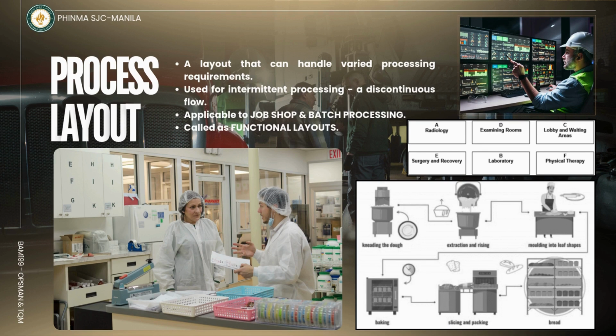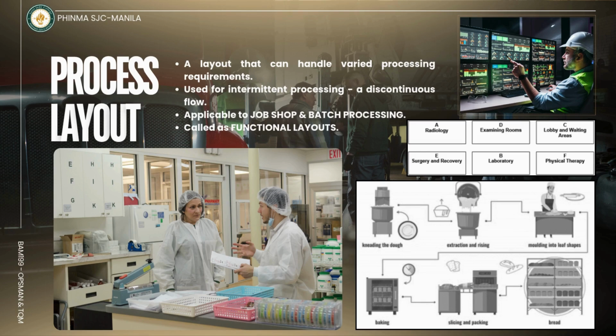So we'll jump into the next classification, which is the process layout. Process layout is actually just a comparison to product layout. These are layouts that can handle varied processing requirements, wherein they are used for intermittent processing or a discontinuous workflow. This is applicable to job shop and batch processing, and these are occasionally called functional layouts because the process is designed such that operations of similar nature or functions are grouped together.